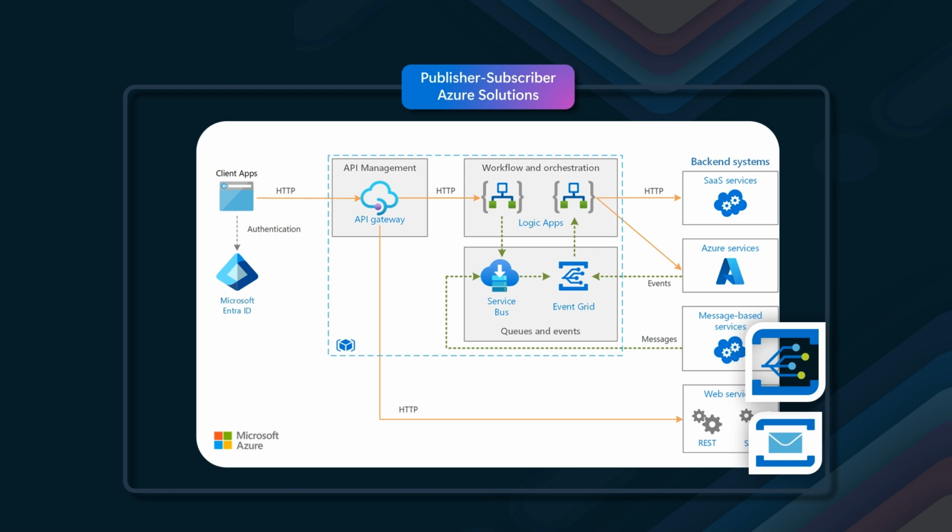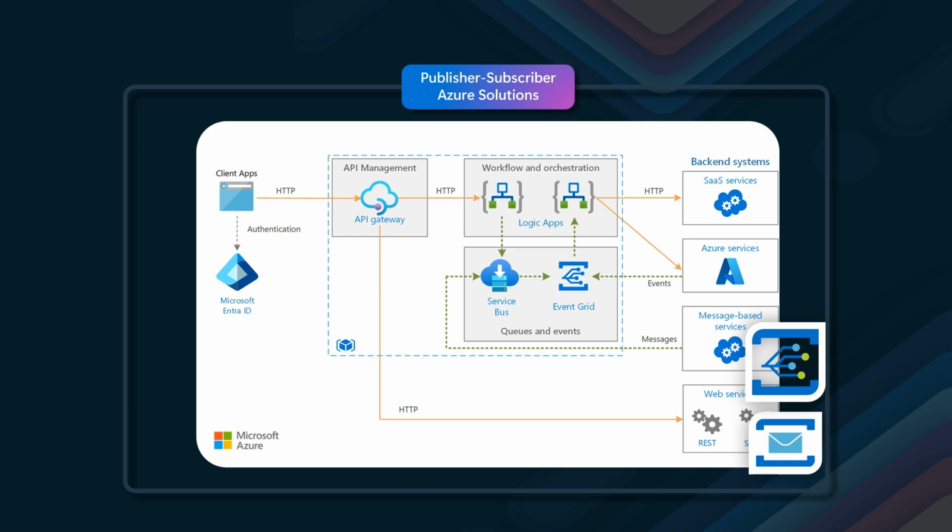So let's take a look at the service bus and event grid. This layer includes a service bus and event grid, and both play a pivotal role in the pub-sub pattern. The service bus acts as a message broker, facilitating asynchronous communication between different components by queuing the messages. The event grid then handles the event-driven communication, enabling the system to react to events as they occur. It efficiently routes events to multiple subscribers, ensuring that all interested parties receive the relevant information.